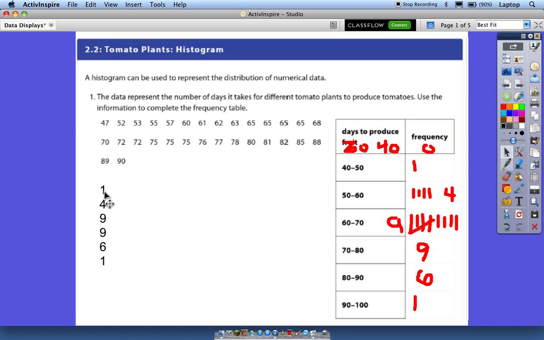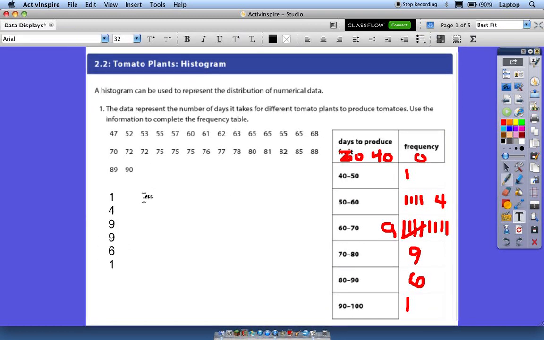I will see that they're going to change. They will not be the same as they were before. From 30 to 35, there are 0. From 35 to 40, there are 0. From 40 to 45, there are 0. From 45 to 50, there's 1.